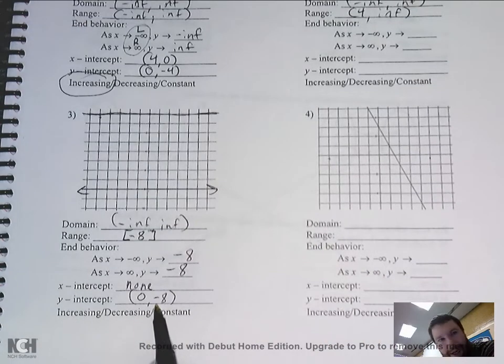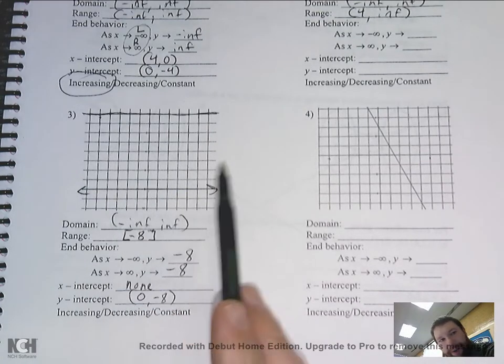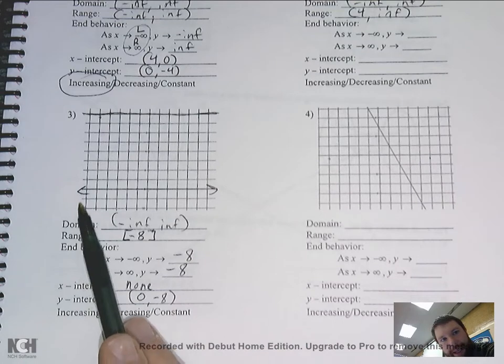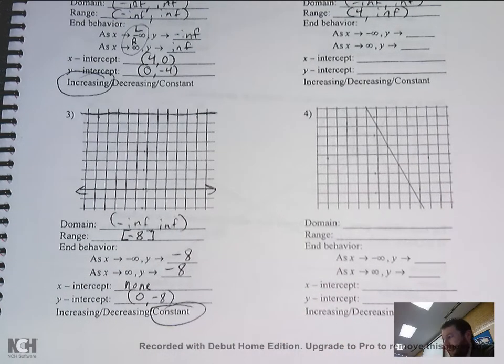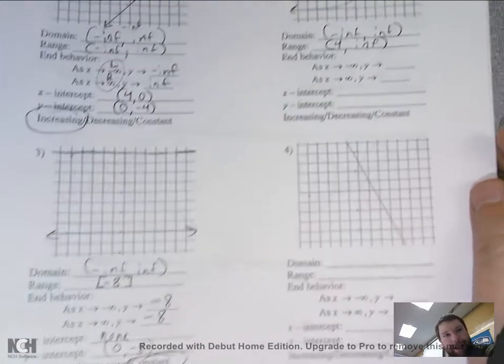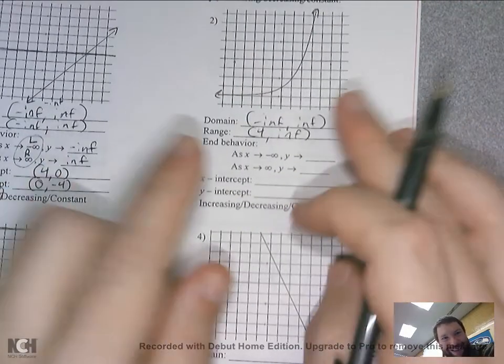If you just write -8 there, you're going to get it wrong. It has to be the ordered pair. It has to be that whole point. And this is neither increasing nor decreasing, right? It's staying the same the entire time, which is constant. That's a constant. And I just realized I didn't answer most of this question.